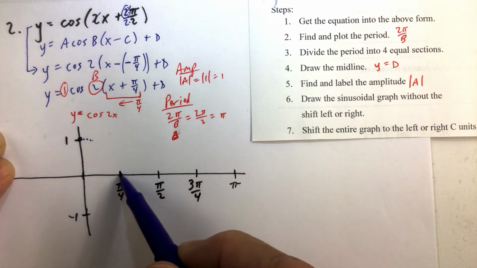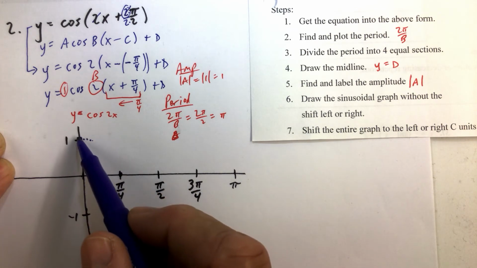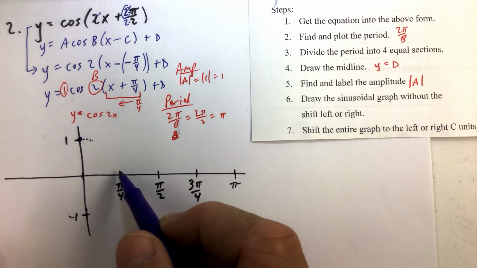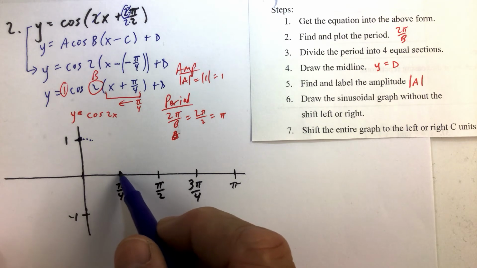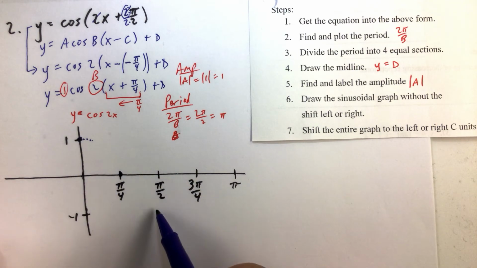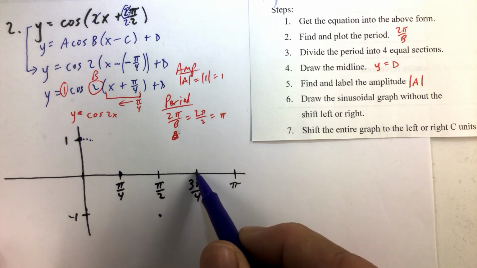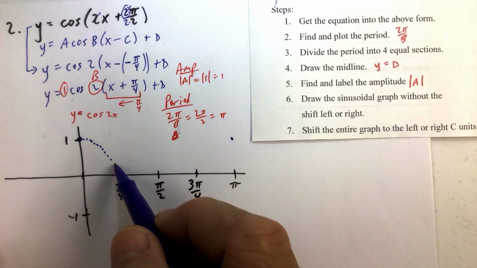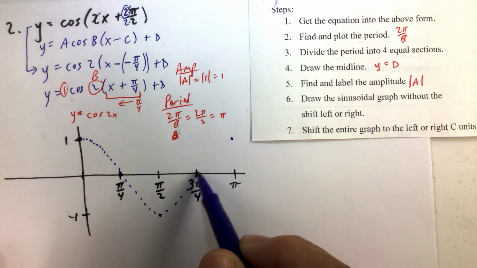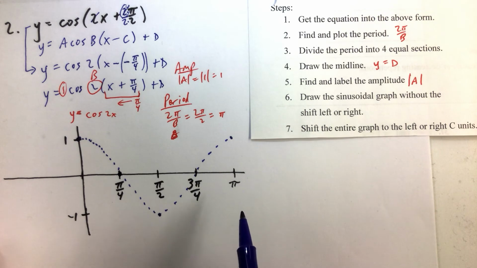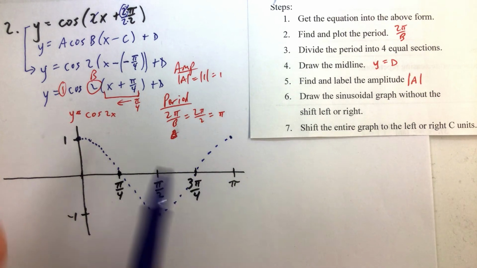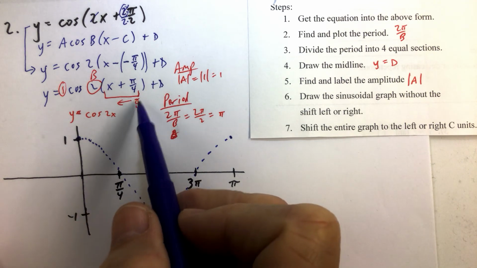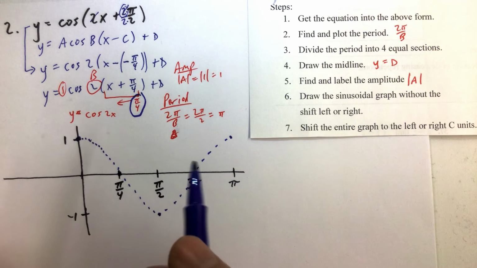Up here, the high point is where the cosine starts, and then the next subinterval would be pi over 4. From the high point you go to the midline, then you go down to the low point, then you go back to the midline, and then you're back to where you started. So if this were just cosine of 2x, it would look just like this. That's the cosine of 2x. But remember, we're holding off on shifting the graph. And we already talked about shifting the graph to the left pi over 4 radians. And so that's our last step.